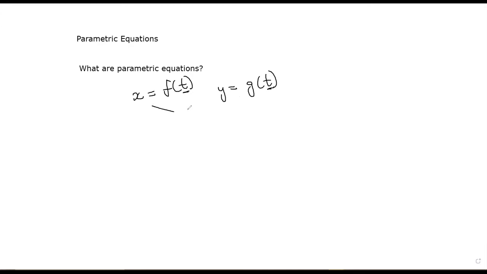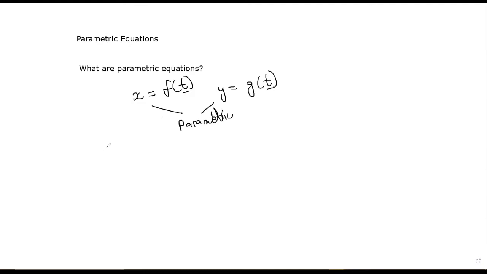So today we are going to learn about parametric equations. What are parametric equations? Parametric equations are two functions which are dependent on a common parameter. For example, let's say x equals f of t and y equals g of t. Now, if you notice that in both cases the parameter is t, these two can be called parametric equations.